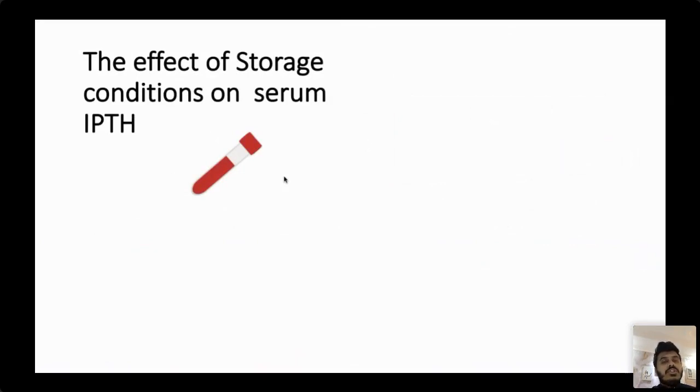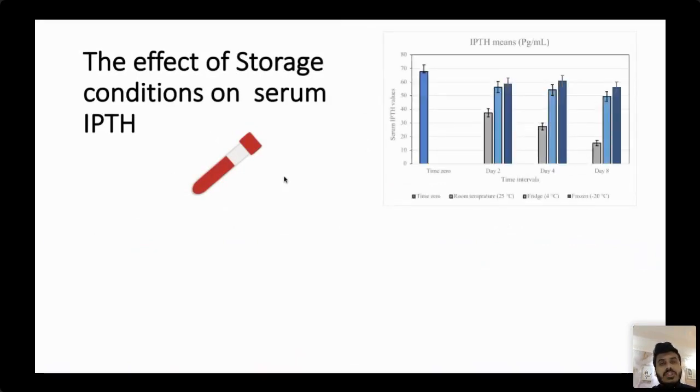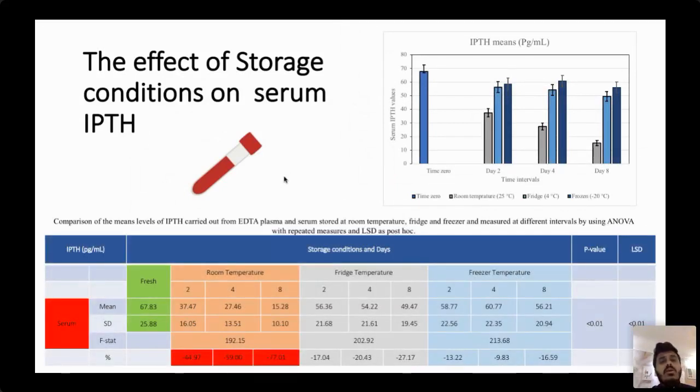Investigate the effect of storage conditions on serum intact parathyroid hormone. Also, ANOVA with repeated measures was conducted to investigate this. Overall, there is a statistically significant difference between the values in all days, in all storage conditions when compared to fresh status, but the values only exceeded the total allowable error in room temperature in day 2, 4, and 8.